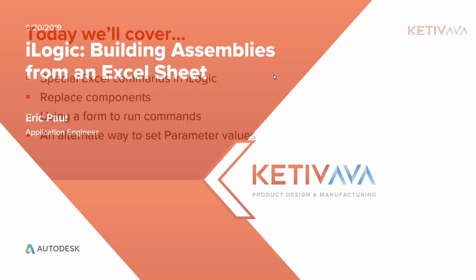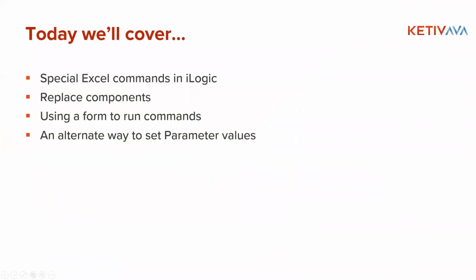Let me quickly go over what we'll be covering. We're going to go over some of the special Excel commands in iLogic. We're going to show you how to replace components. We'll use a form to run all the commands that we're using today. And at the end, I'll show you an alternate way that we can set parameter values, and we'll be setting parameter values from Excel as well. All right, let me jump in here.